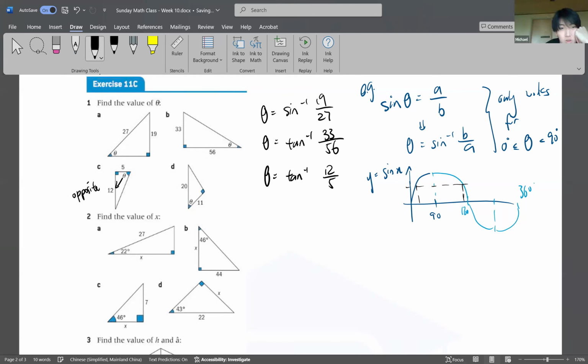Okay, so with or without a bracket doesn't matter that much. When there's no ambiguity, you don't need a bracket, okay?